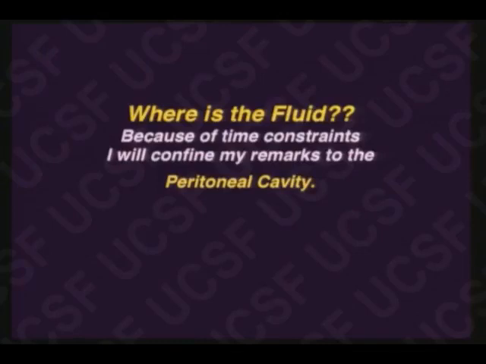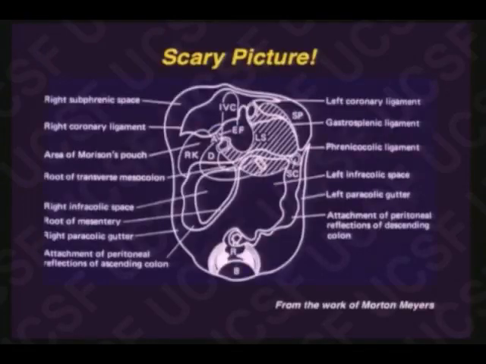Because of the time constraints, we're just going to talk about the peritoneal cavity, and the anatomy we will be talking about is anatomy that was sorted out by a physician named Morton Myers. The older members of our audience will all know who Morton Myers was. The younger members may have never heard of Morton Myers.